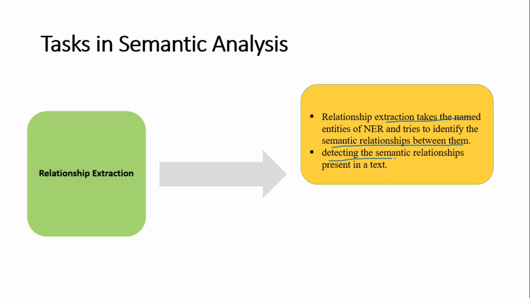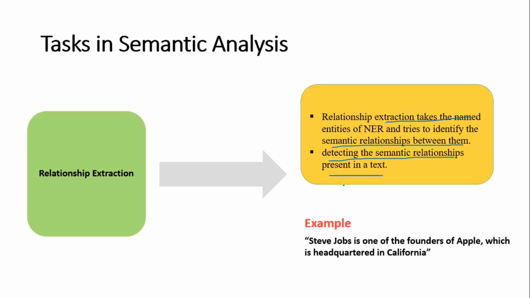Okay, detecting the semantic relationships present in the text. Let's see an example. We have a sentence: Steve Jobs is one of the founders of Apple, which is headquartered in California. This is a sentence, and we want to extract the relationships. The relationships we can expect in this sentence are between Steve Jobs, Apple, and California.